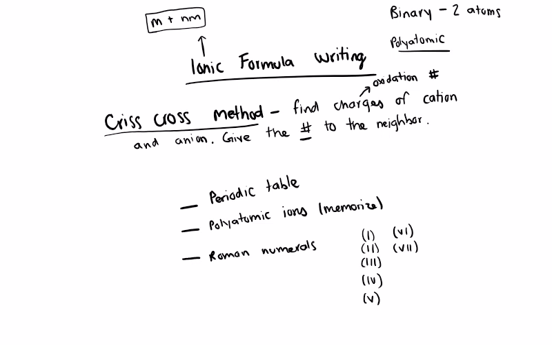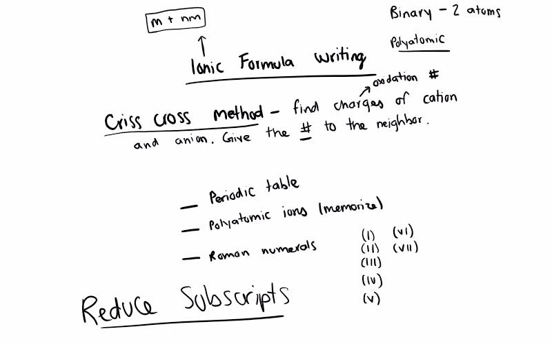One big thing that you also have to remember with the crisscross method is to reduce the subscripts when you can. So ionic formulas, the subscripts that you see at the bottom of your compounds are as reduced as possible.